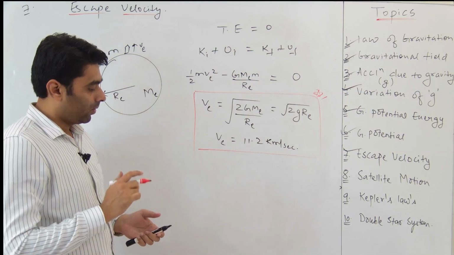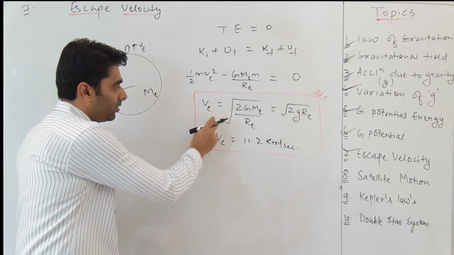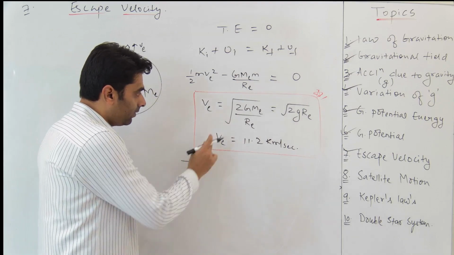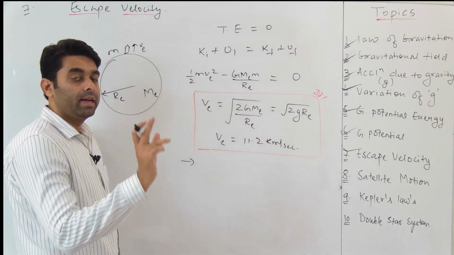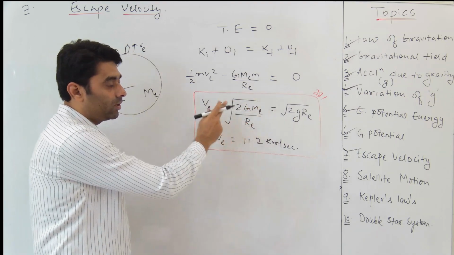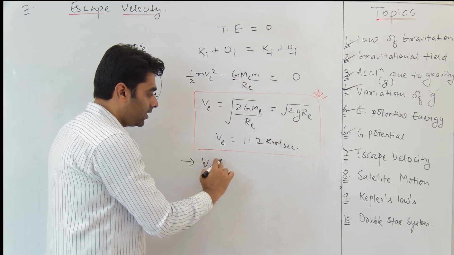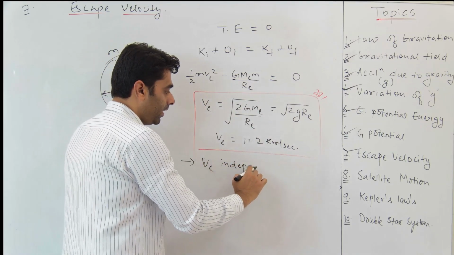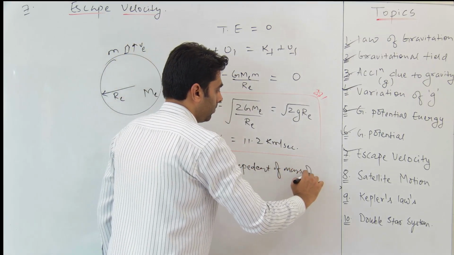Now certain points that we should remember regarding escape velocity. Escape velocity, if you notice, is dependent on the mass of Earth. That means it depends on the mass of the planet. It is independent of the mass of the object, the mass of the body. So escape velocity Ve is independent of the mass of the body.